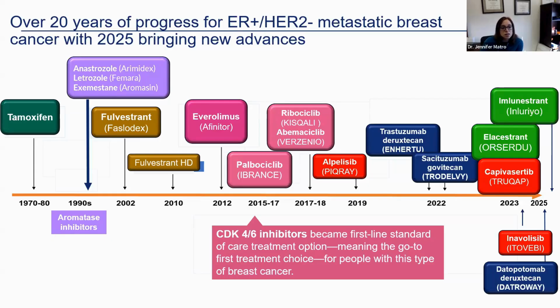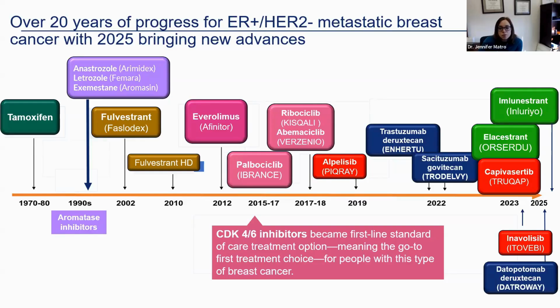So we had these starting in the 70s and into the 90s and 2000s is when we had the original hormone therapies that we still use today in early stage breast cancer. So the aromatase inhibitors came out in the 90s and early 2000s. We've had CDK4/6 inhibitors, which are still the first line standard therapy in metastatic breast cancer. They're combined with the hormone therapy.